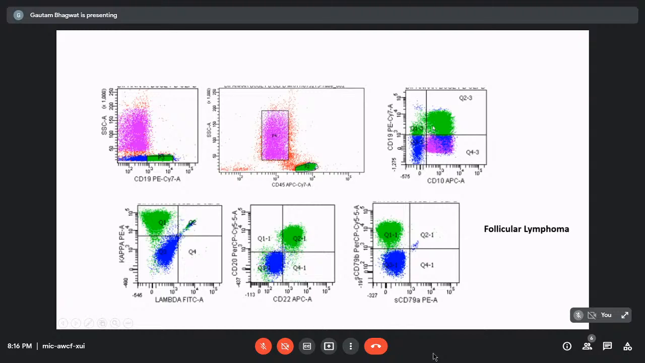This is a CLPD with CD19 CD10, and here you can see kappa restriction. The other B cell markers CD20, CD22 and CD79b are also positive. The diagnosis is follicular lymphoma.